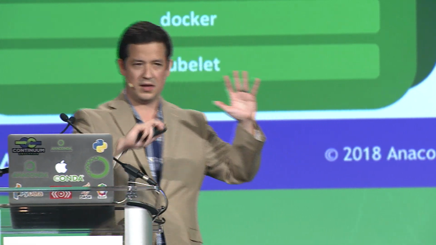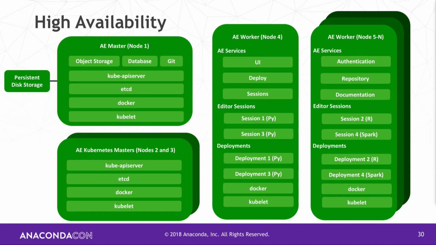So what does that look like on a diagram? It looks like this. So this high availability in Anaconda Enterprise today, it means that you have redundancy of Anaconda Enterprise, of Docker, of Kubernetes, and the state of your entire cluster as the analytics are happening on this cluster. So on node number 1, the Anaconda Enterprise Master, you have your object storage for package and project storage, for package storage. You have a database for cluster state. You have Git storage for projects.